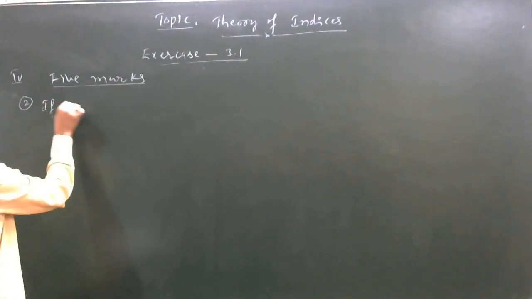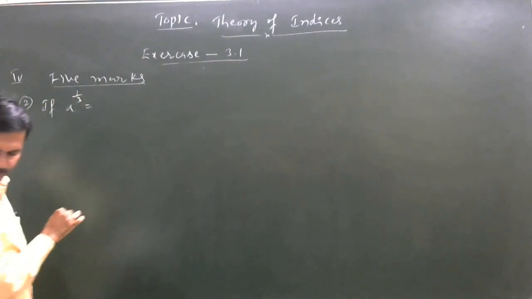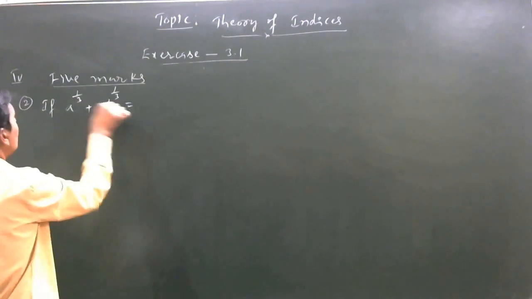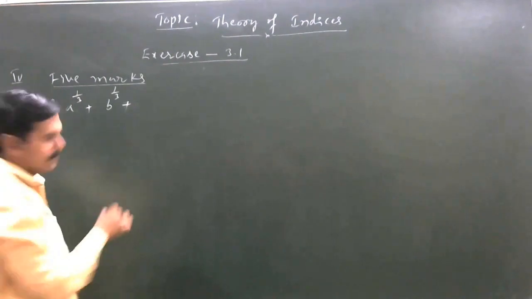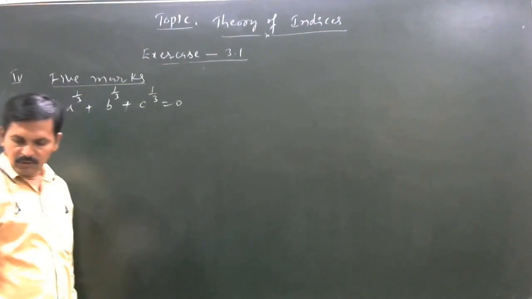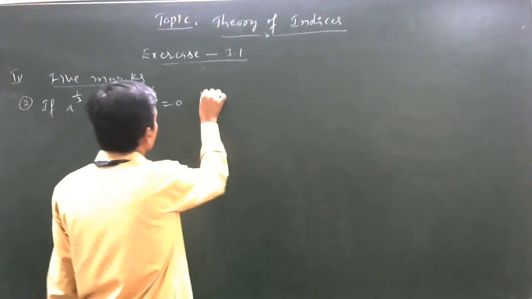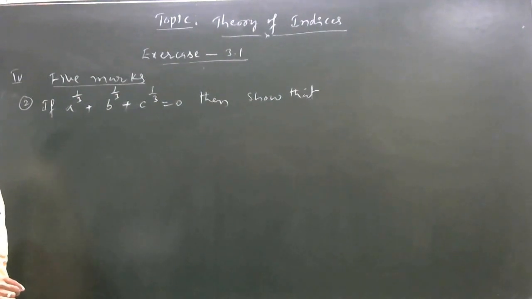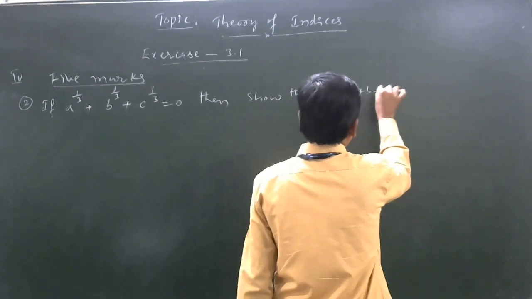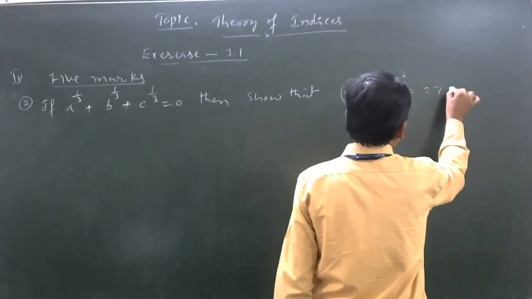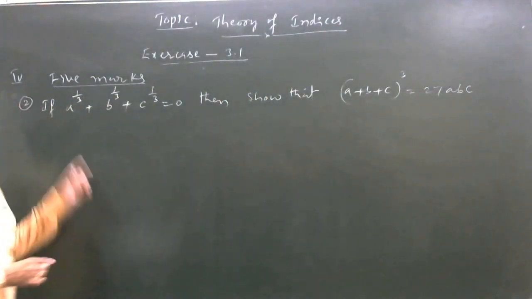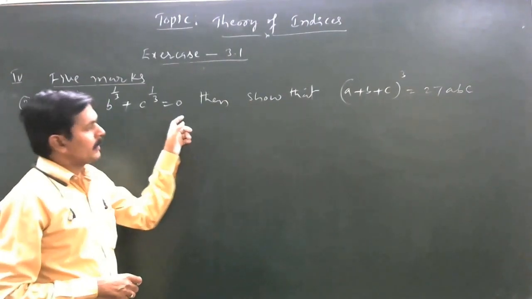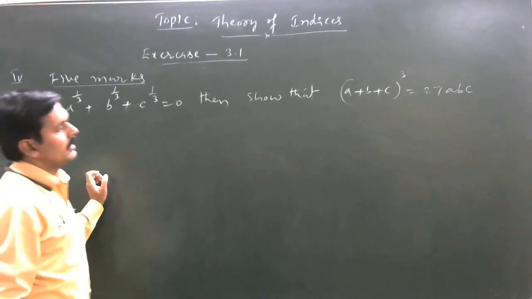If a power 1 by 3 plus b power 1 by 3 plus c power 1 by 3 is equal to 0, then show that a plus b plus c whole cube is equal to 27 into abc.